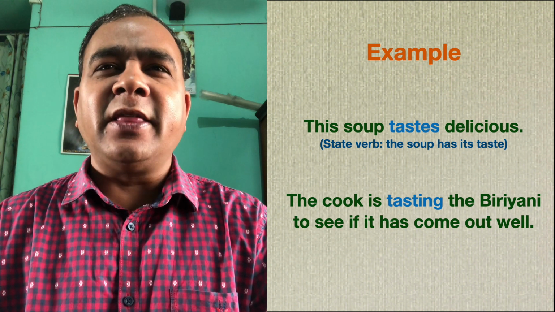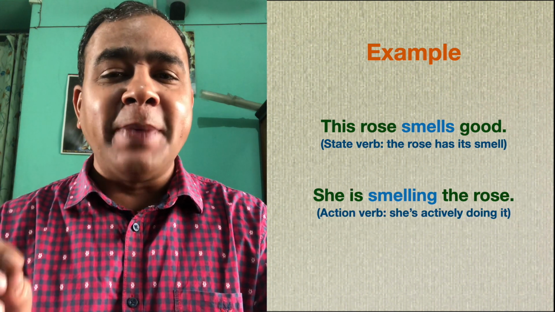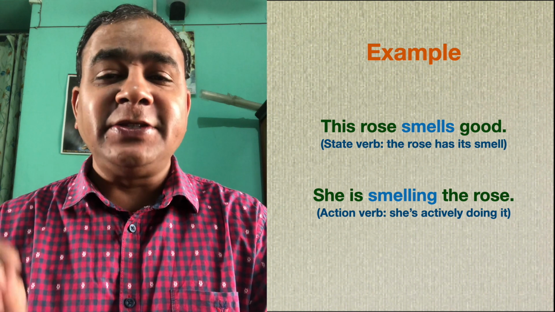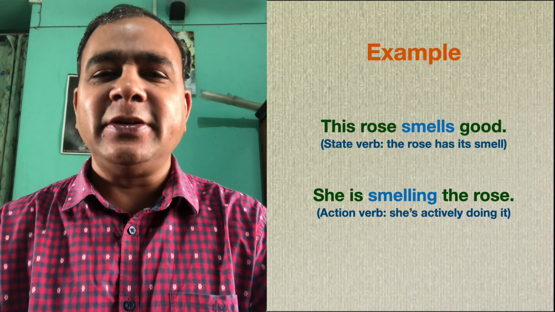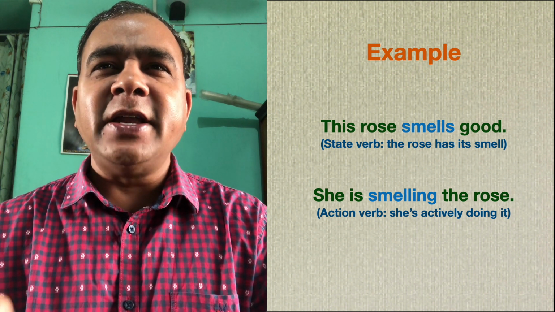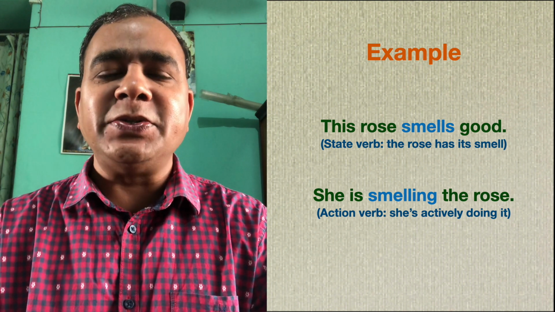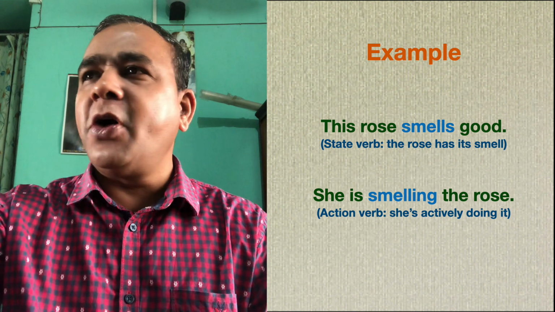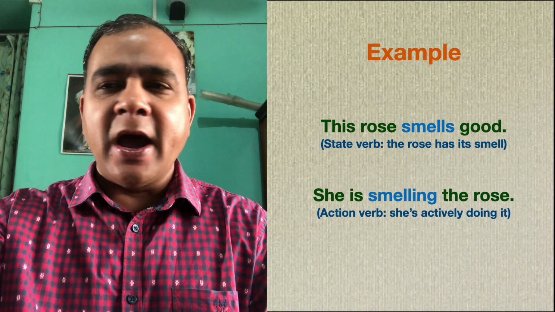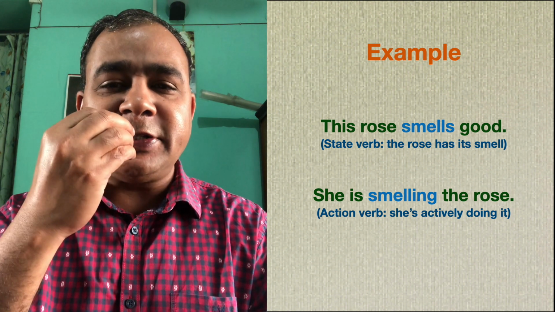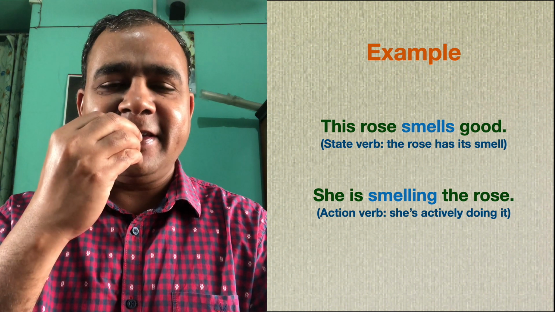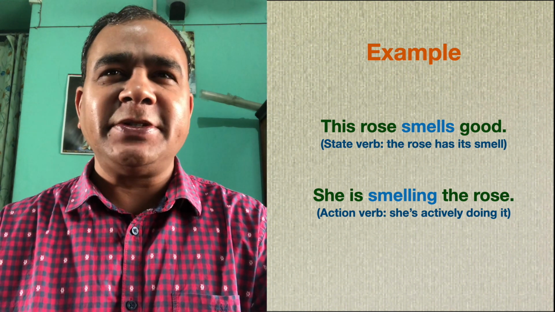Let us see this another example. This rose smells good. This rose smells good. Okay, that is state verb. She is smelling the rose. She went and saw one rose in the garden and then plucked it and then she is smelling. Okay, so that is action verbs.